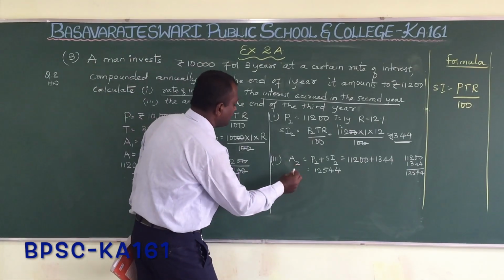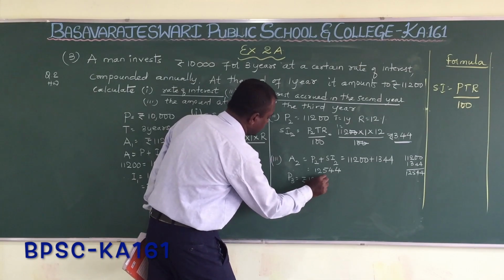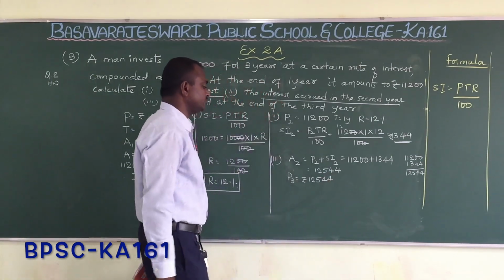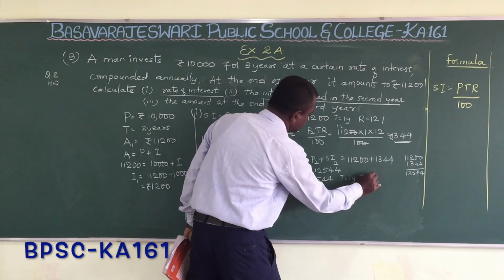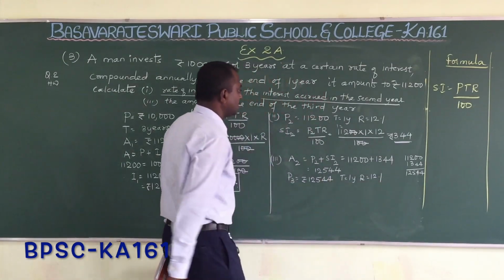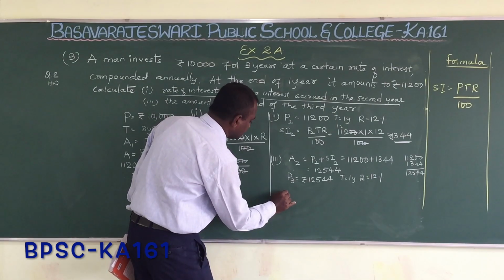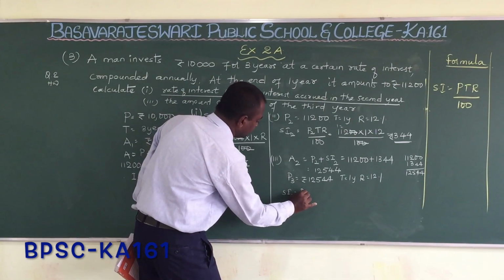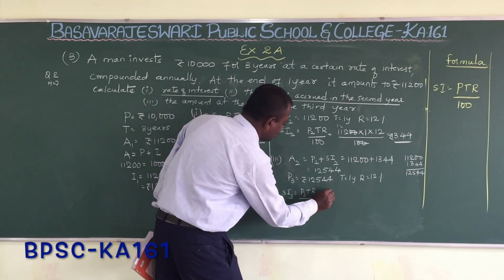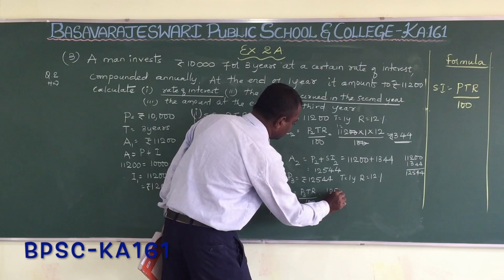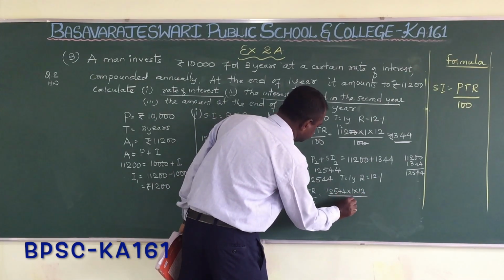But this becomes the principal for the third year. That is rupees 12,544, principal for the third year. So time is the same, 1 year. The rate is 12% per annum, because we have to find the amount at the end of the third year. So find SI3, simple interest for the third year. P3 TR by 100. P3 means 12,544 into 1 into 12 by 100.